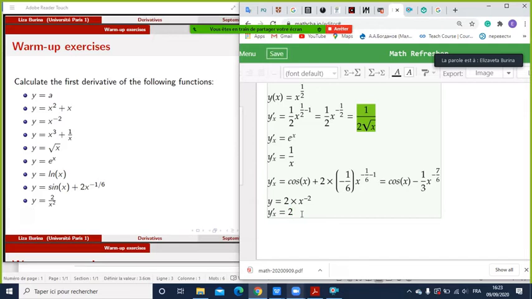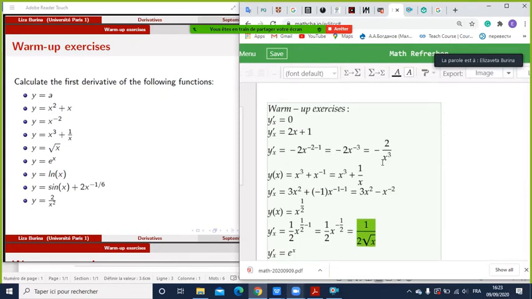That is 2 times minus 2 times, here I prefer using times, x to the power of minus 2 and again minus 1. So we get something like minus 4x to the power of minus 3. And if we want to write it as a fraction, we do. If we don't want to write it as a fraction, we don't. Okay, perfect. So you're going to have this.